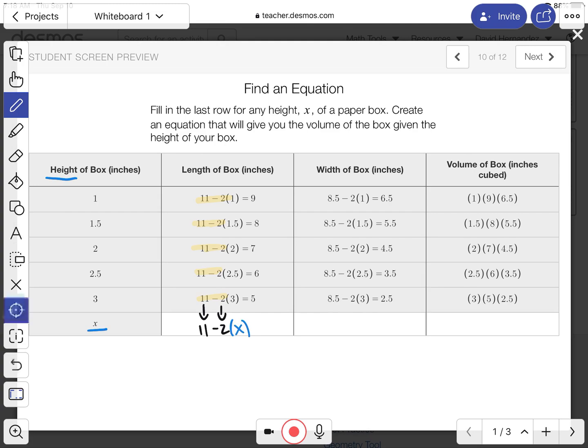In this case, if the height is 1, you multiply by 1. If the height is 1.5, multiply by 1.5, 2, and so on. So by just leaving a general term x, we could just replace the place where the height would go with an x. And this gives you the length.